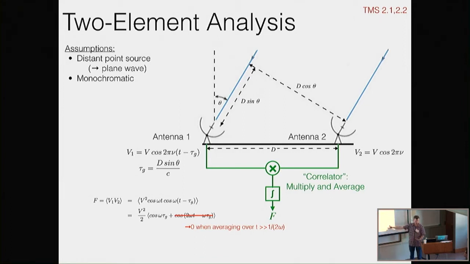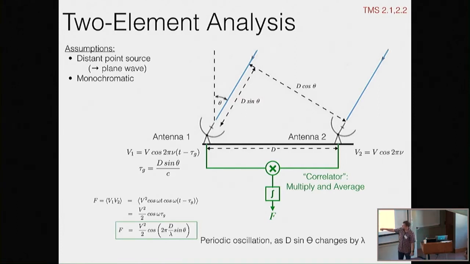And I skipped a bunch of steps here that when I'm doing this in class, and I'm writing it on the board, I step through all the steps. But if you work out what the product of these two signals is, you can use trig identities to get yourself to this point where you've got the cosine of omega times this geometric time delay, omega being 2 pi nu, and then this other term that's cosine of twice the time frequency minus this geometric delay. And since we're averaging this, taking a time average of this signal, this rapidly varying part disappears. So the average of that goes to 0, and you're left with just that.